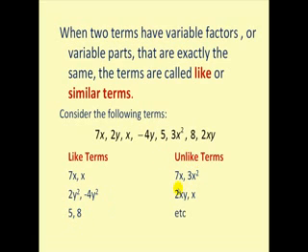Unlike terms would be something like 7x and 3x squared because the variable parts are not exactly the same. Though these both have factors of x, this has one factor of x and this has two factors of x. Therefore, they're not like terms. 2xy and x are unlike terms, and so on.